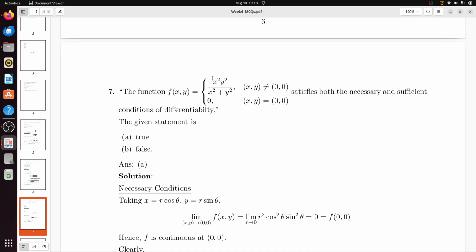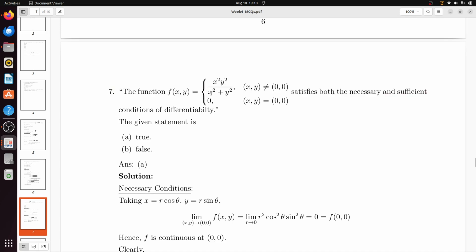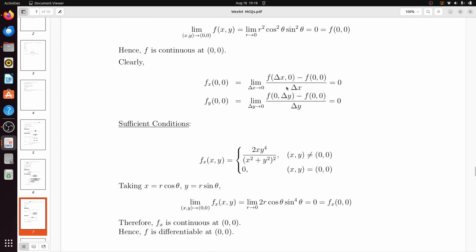Now as x approaches 0, x cube always approaches 0. So for this type of problem you always want to get the limiting value. Here the same thing is happening, because in the denominator, if you put polar you will have r square, but in the numerator you will have r to the power 4. So continuity is also achieved.